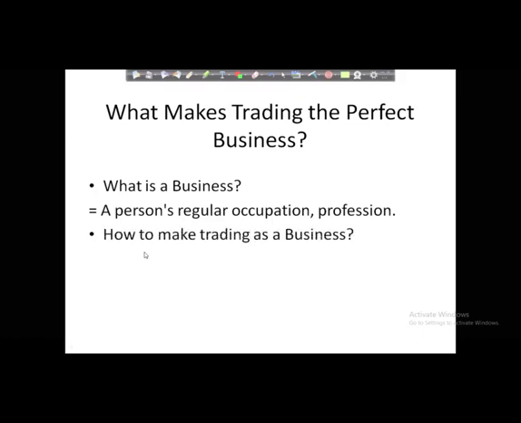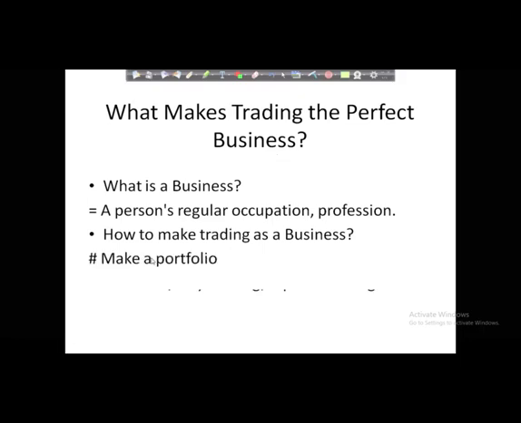How to make trading a business? That is the main question. People say, I want to leave my job and make trading my profession or business. Trading is a business you can do from anywhere, anytime. When I visited Goa, I stayed there and traded from Goa. Right now I am in Assam. Sometimes I stay in Bangalore and trade from there, sometimes in Mumbai. So trading is like that. You can do it from everywhere.